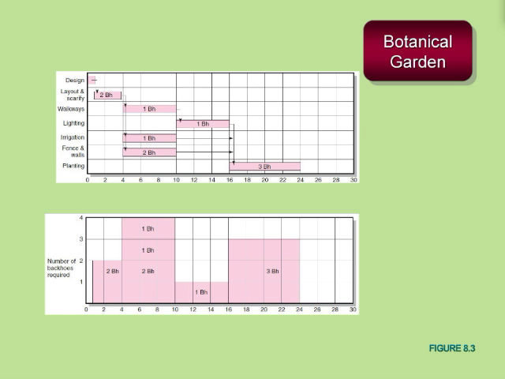So you can see there's slack in two activities, irrigation and fence and walls. Also shown here are the number of backhoes required for each task. So in the slide below, we've done an initial resource load for the project.